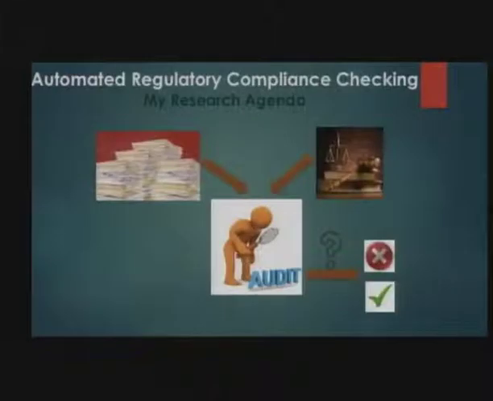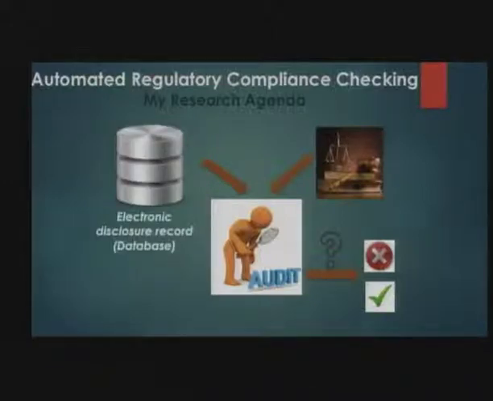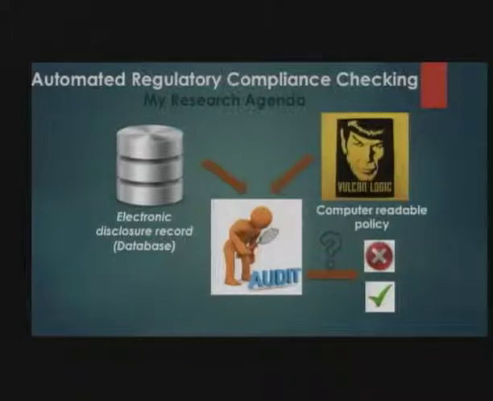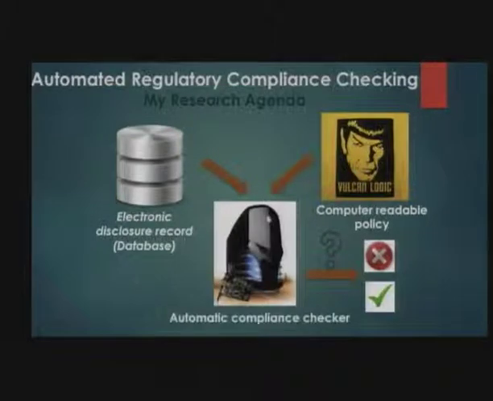So my research agenda so far has been to improve this situation, to try to make this automatic a little bit, at least, even if not fully possible. So one possibility is to let go of the paper trail and put it in a database so that we can search. Now, what about the regulation? We change it to a logic so that a computer can read it and analyze it. And finally, let go of the human auditor and put in an automatic compliance checker that would take this audit record, electronic disclosure records, and the computer readable policy, and will tell you, okay, violation, not violation.